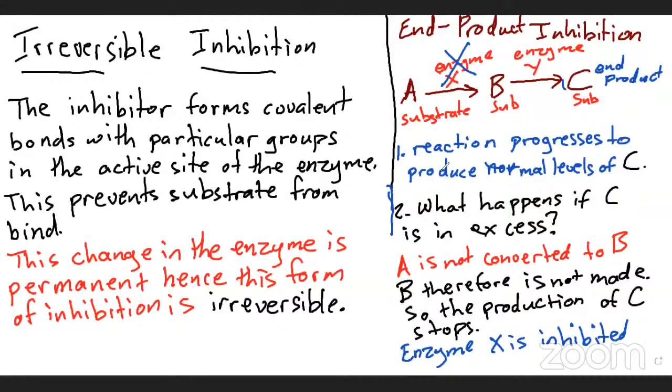And so if this is not producing any, this one will also be out of play, because for this to be active, we need B to be produced. If there is no B, we would have no use for it.